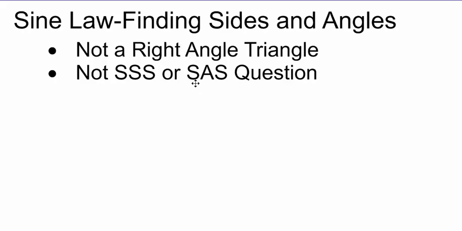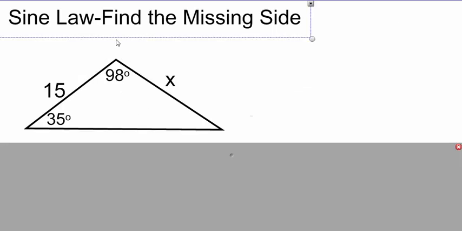I'm going to go over a couple of examples here of using the sine law to solve triangles. Just want to state up front that I'm starting this with the assumption that we already know the sine law is what we should be using. So that's to say we've established this is not a right angle triangle that we're working with, and it's not a situation where we have the three sides or a side angle side question, both of which we'll use the cosine law to solve.